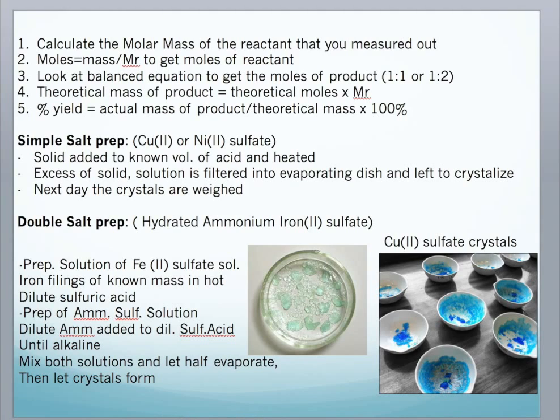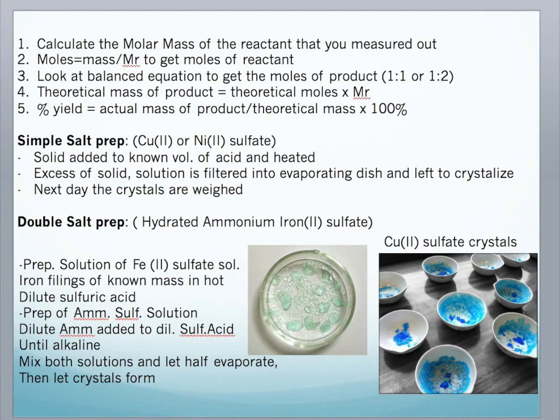You might also be asked to prepare a double salt, and a double salt will usually be hydrated ammonium iron 2 sulfate. And it's pretty much the same as a simple salt, other than that you're preparing two solutions. So the first solution you'll be preparing will be the iron 2 sulfate solution, and in this case you will be using iron filings of a known mass. You will be adding them to hot dilute sulfuric acid. And then for the second solution you'll be preparing ammonium sulfate, and you'll be using dilute ammonia and add it to dilute sulfuric acid until it becomes alkaline.